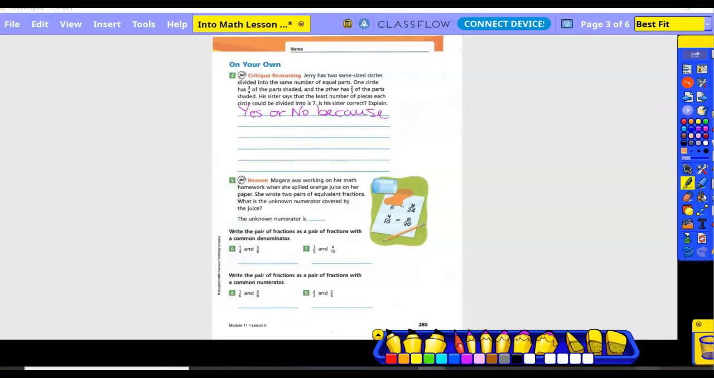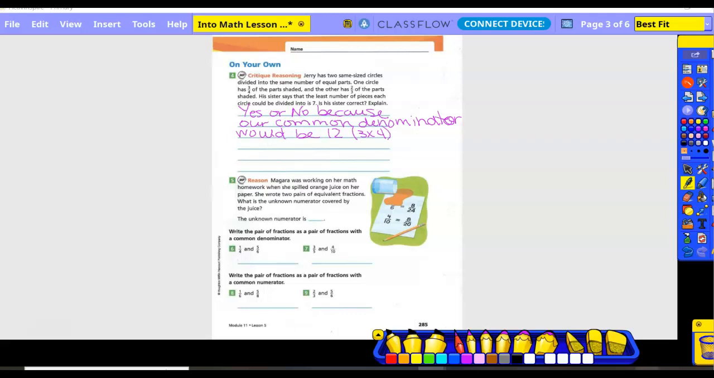okay, so if we were going to get a common denominator, what would our common denominator be? 12, right? Okay, so because our common denominator would be 12. How did we get 12? Because we took 3 times 4, right? Okay.